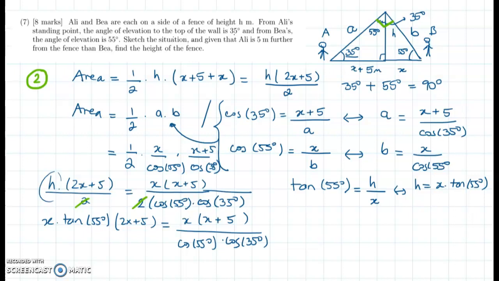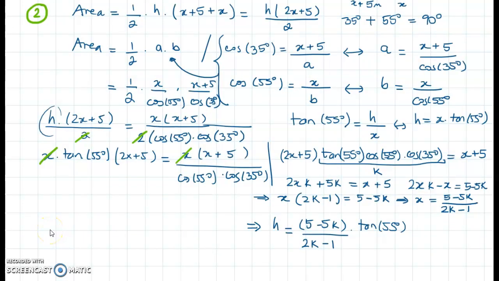I think you should pause the video and you should try to do it yourself. There's a little bit of algebra involved. Just remember that the values of the cosine of 35 and 55 and the tangent of 55 are just numbers, and we treat them as such, but we do not find approximations because we don't want to affect our final result.